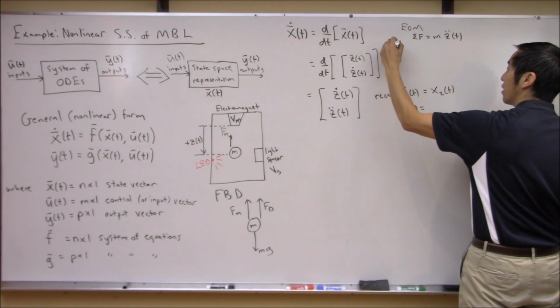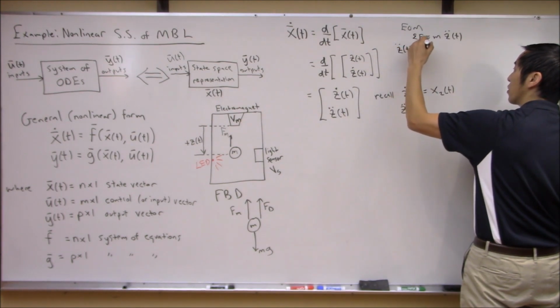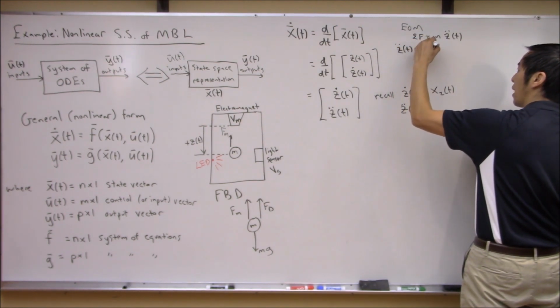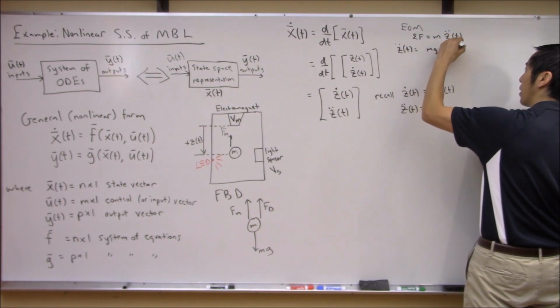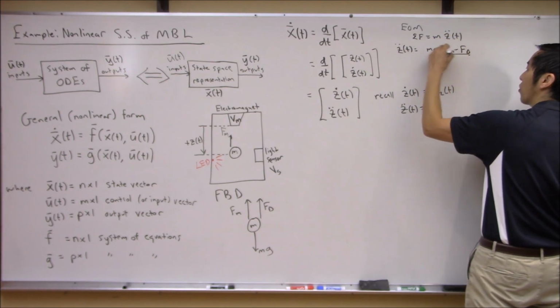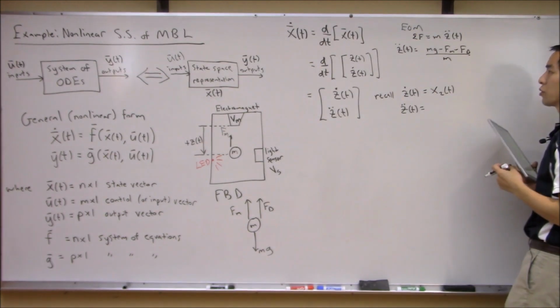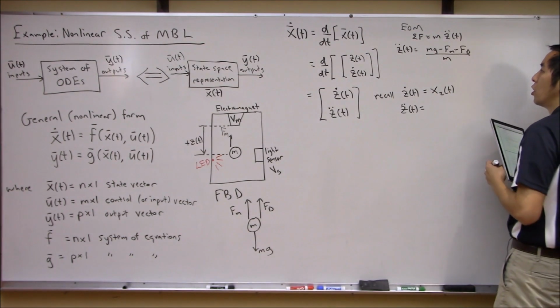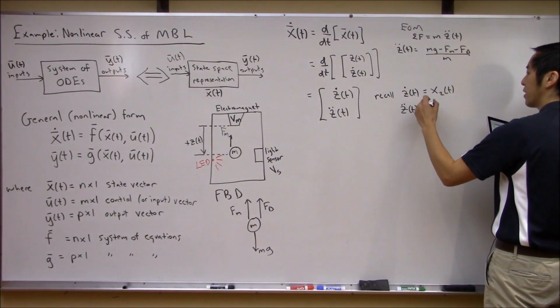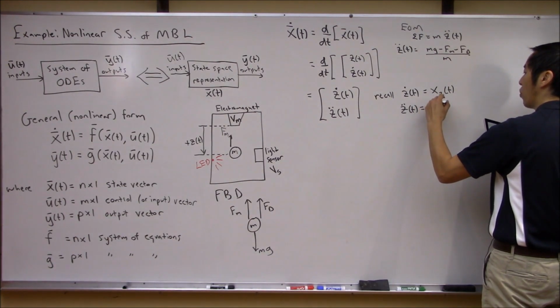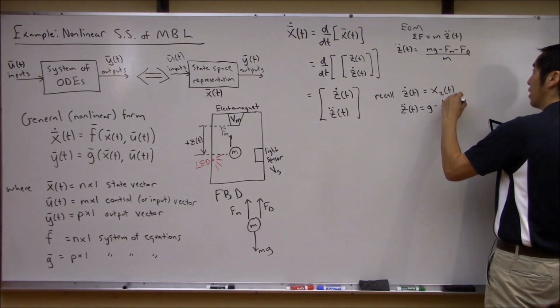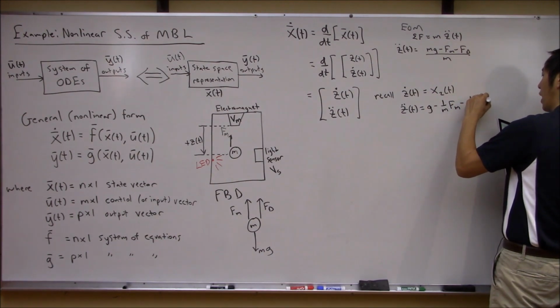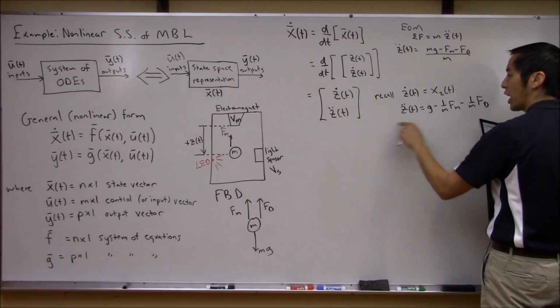So you could say z double dot of t, it's just what? All of the forces, what do we have? We have mg minus F magnet minus F drag, all over m, right? Wouldn't you agree this is the exact same thing? Right? Okay, so z double dot is basically what? It's g minus 1 over m times the F magnet minus 1 over m times F drag, right? Great, jam this into here.